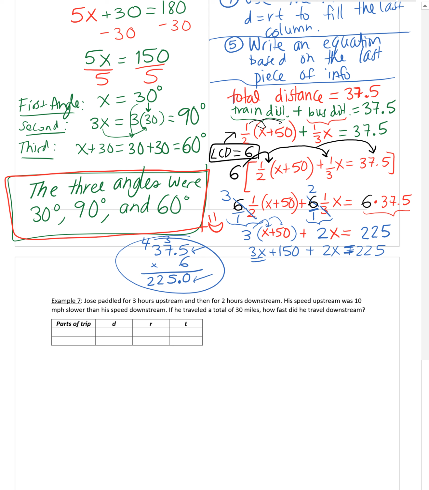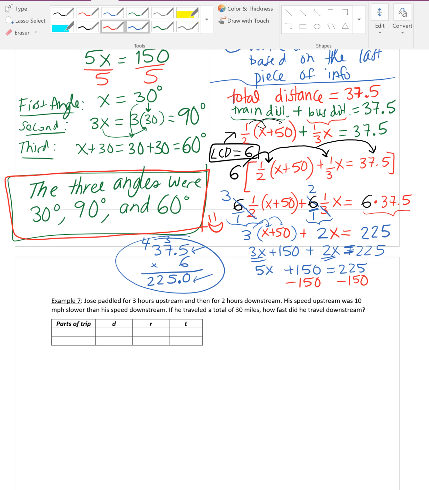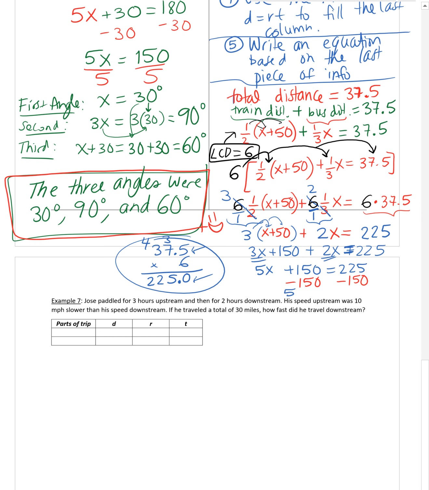There are some like terms, 3x and 2x make 5x plus the 150 equals 225. The next step would be to move that 150 over. I'm going to subtract it in an attempt to try to get x by itself. Let's see, so if I move 150 over, what's left over? 5x equals, let's see, 225 minus 150 is 75.